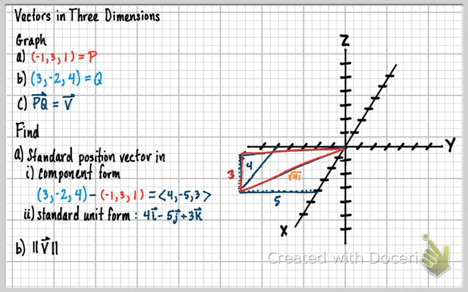Now I have everything I need to find that hypotenuse. And the hypotenuse I'm talking about is this one here, because that's what I need. That is actually the magnitude of v if I can find that length. And that's what I'm going to do now.